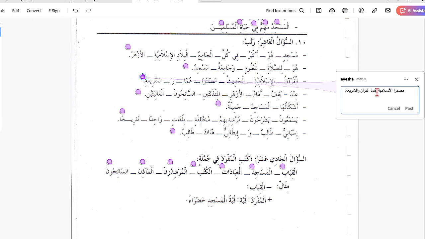I am missing, I think I have a typo here. Ash-Sharia wa huma al-Quran wal Hadith. So there are two sources of Islamic law, Islamic Sharia, which are Quran and Hadith.